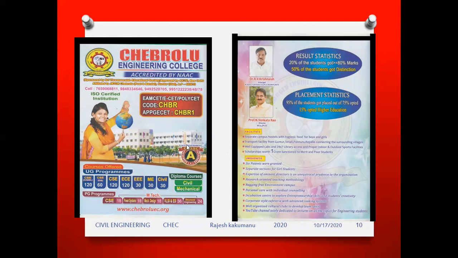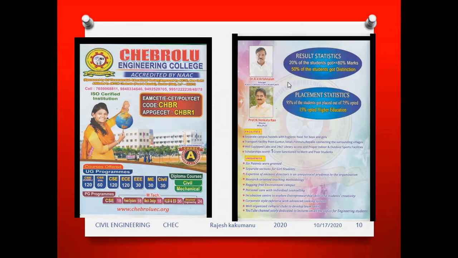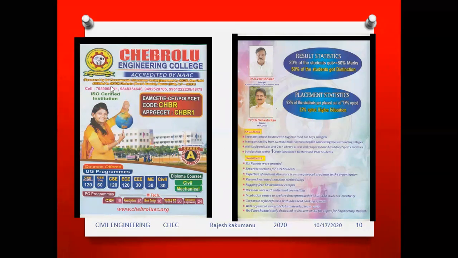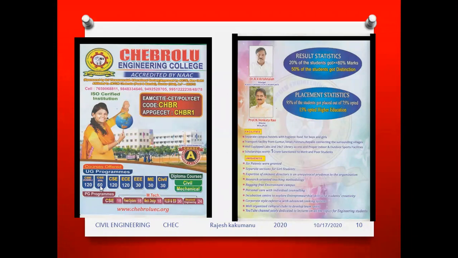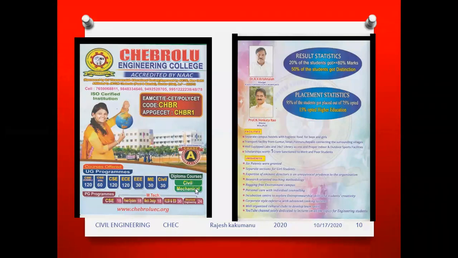You are having grade A accreditation by NAAC. Don't see other colleges, your nearby colleges like St. Mary's or Chalapathi or KL University. See only Chevrolet Engineering College, accredited by NAAC, and it is located in a very prime location. See the courses offered. You are having UG programs, PG programs, 120 seats, 60 seats, civil 30, mechanical 30, EEE 30, ECE 120, CSE 66, and so on. The diploma courses you are offering are civil and mechanical.